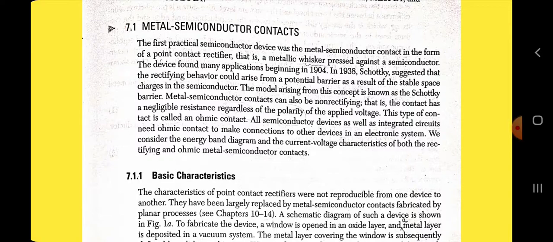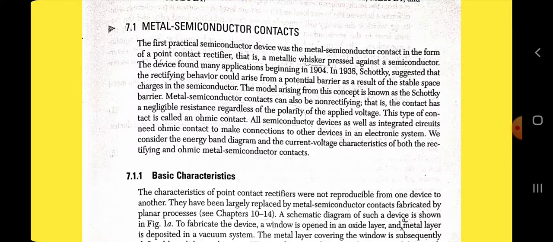Metal semiconductor contacts can be non-rectifying, that is, the contact has a negligible resistance regardless of the polarity of the applied voltage. This type of contact is called the ohmic contact. All semiconductor devices as well as integrated circuits need ohmic contacts to make connections to other devices in an electronic system. We consider the energy band diagram and the current voltage characteristics of both the rectifying and non-rectifying, that is the ohmic, metal semiconductor contacts.